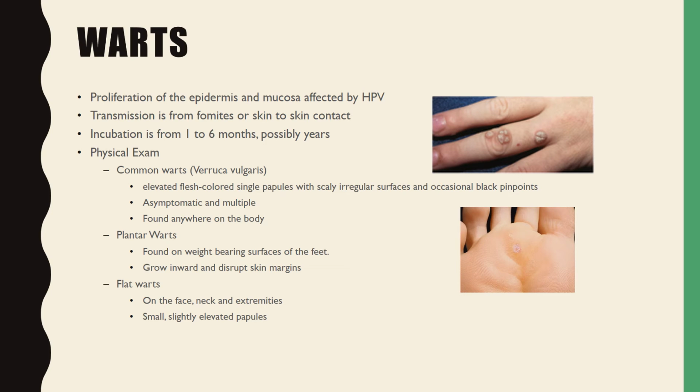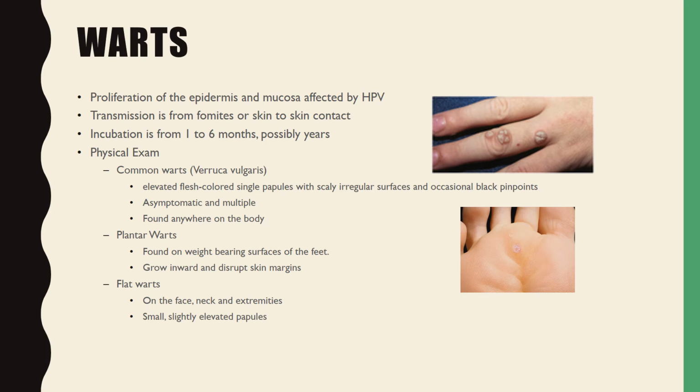Next, we're going to move to warts, and this is a proliferation of the epidermis and mucosa affected by some variant of HPV, and there's over 100 variants of HPV. And of course, when we think about HPV, we think about the genital warts that cause cervical cancer, but these also cause the different kinds of warts. Transmission is from fomites or skin-to-skin contact. Incubation can be from 1 to 6 months and possibly up to years, which is crazy.